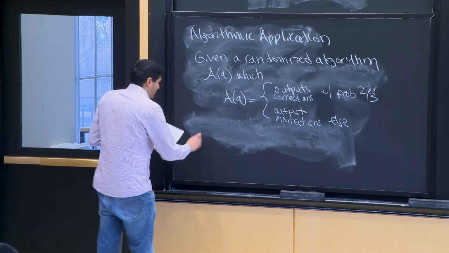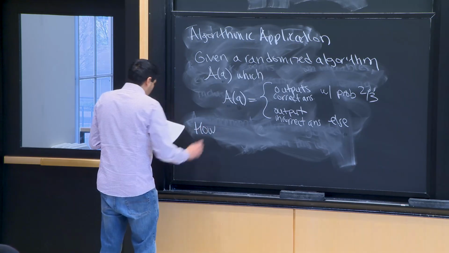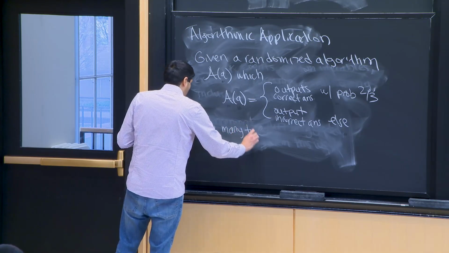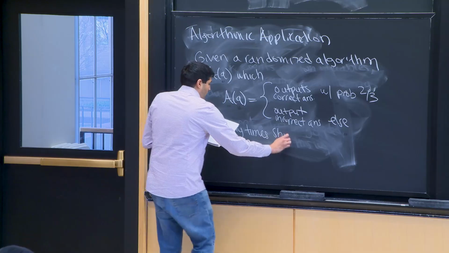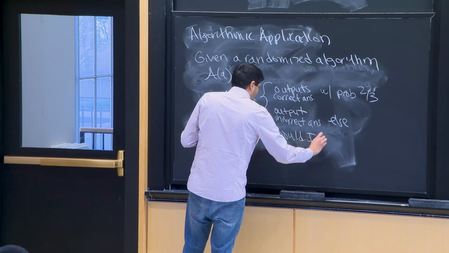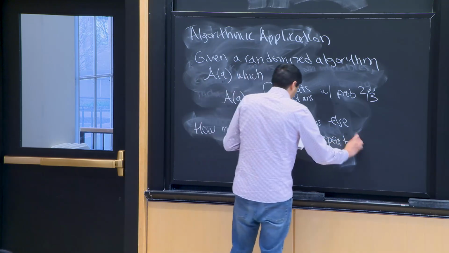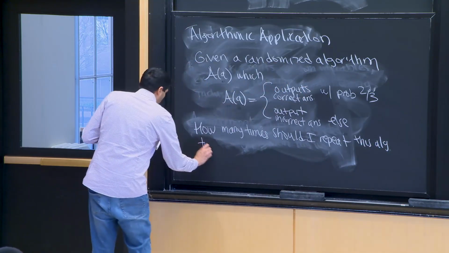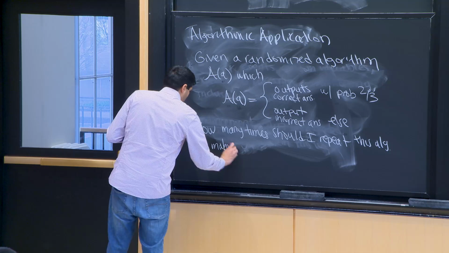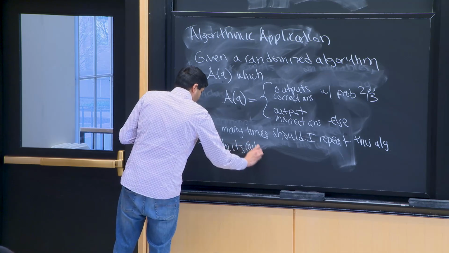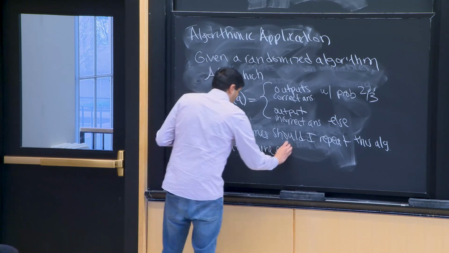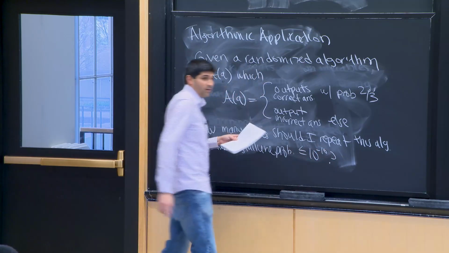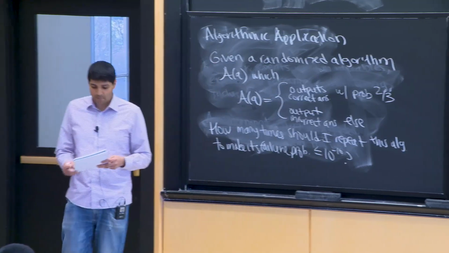So, let's say I want to get a really tiny failure probability like 10 to the minus 10. So how many times should I repeat this algorithm to make its failure probability less than 10 to the minus 10, okay? Or maybe even 10 to the minus 30.